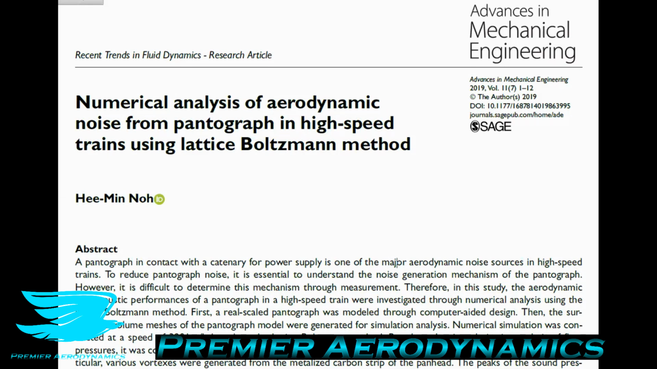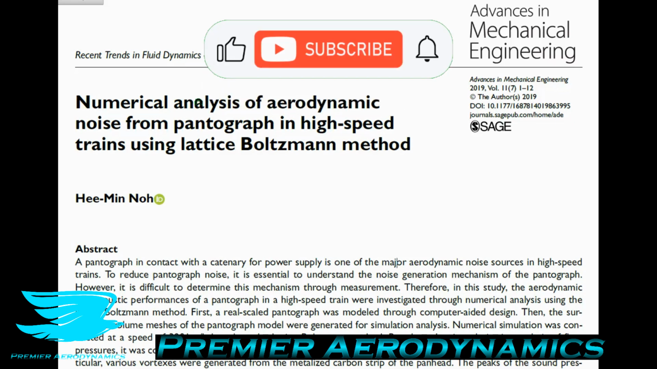Welcome to podcast number 91, and today we're talking about the Lattice Boltzmann method and using it to simulate the noise from high-speed trains, and this is coming from the pantograph. And we've done noise of high-speed trains in podcast number 22 and 23, but that was actually using not the Lattice Boltzmann method. So we want to look here if the LBM can do it in terms of CFD.